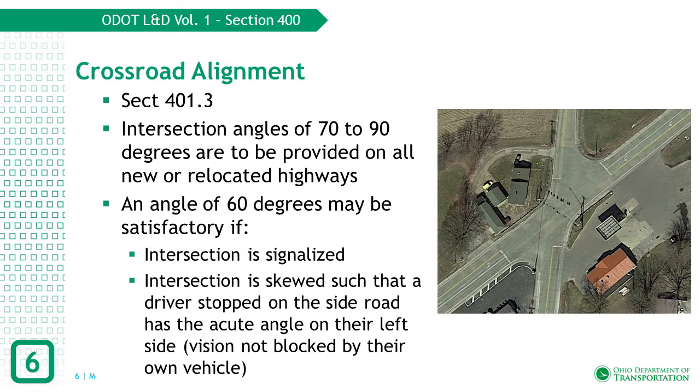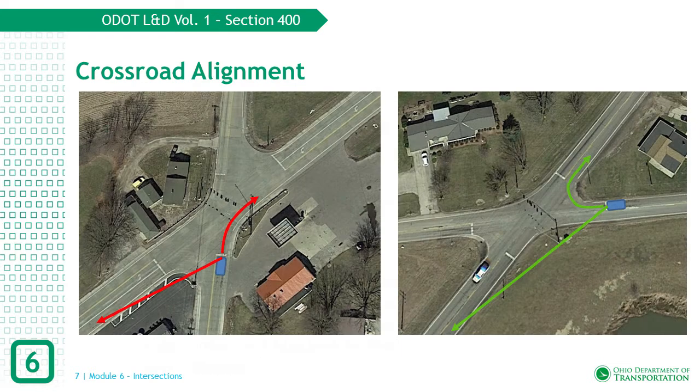The recommended intersection angle is between 70 and 90 degrees. 60 degrees can be used if the intersection is signalized or if it is skewed so that the driver on the minor roadway has the acute angle on their left side. Let's use a real-world intersection to demonstrate what it means to have the acute angle on the driver's left side and show the best situation from a geometry perspective to allow a right turn on red.